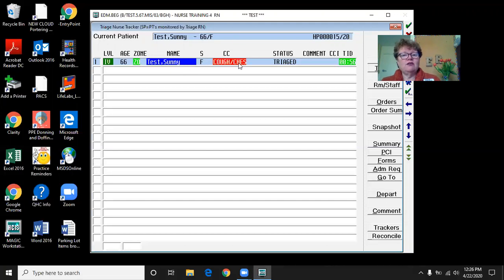Sex is female. Chief complaint sits in this category. So cough, congestion. Their status is they've been triaged. This is the comment. CCI is for critical results or critical indicators. And in our emerge, this specifically is set aside for any infection control indicators. So a previous VRE or MRSA, and you would see that highlighted right in this space. TID is time in department.